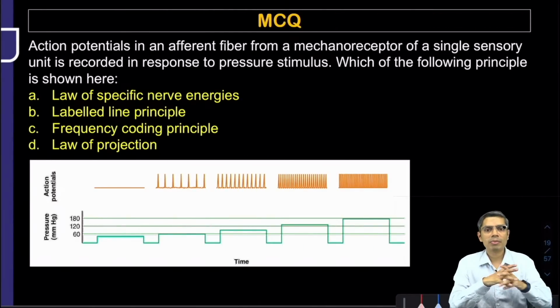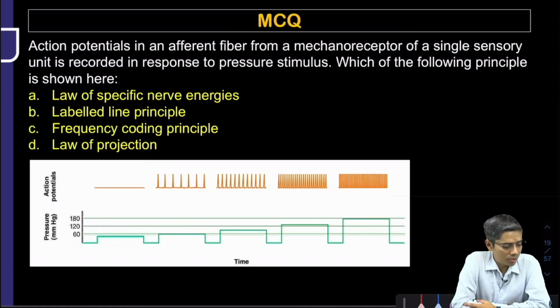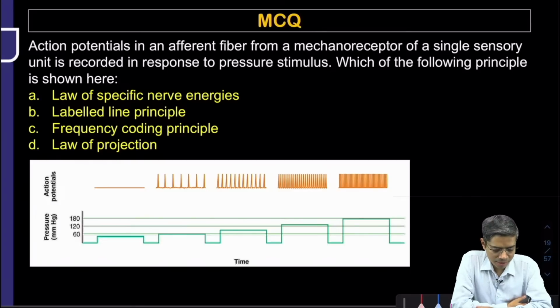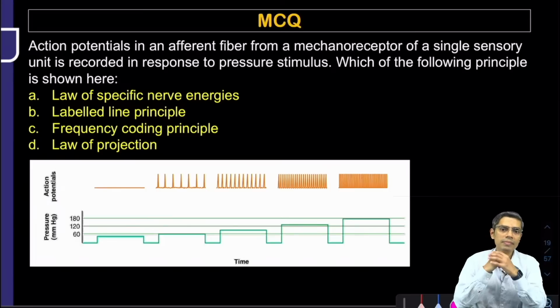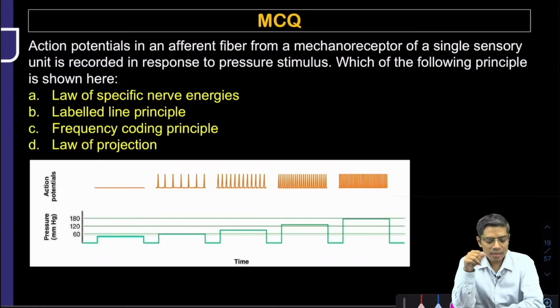Next question, again from a basic understanding. There are four laws of sensory physiology given here: law of specific nerve energies, labeled line principle, frequency coding principle, law of projection. You have to identify from the diagram which law is shown here. If you look at the action potential, the amplitude of the action potential is not changing. You are giving more and more stimulation, but the action potential amplitude is not changing.